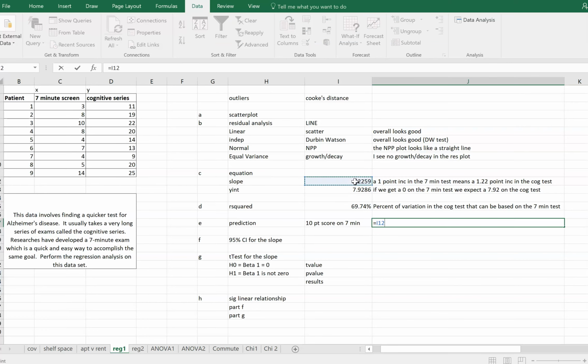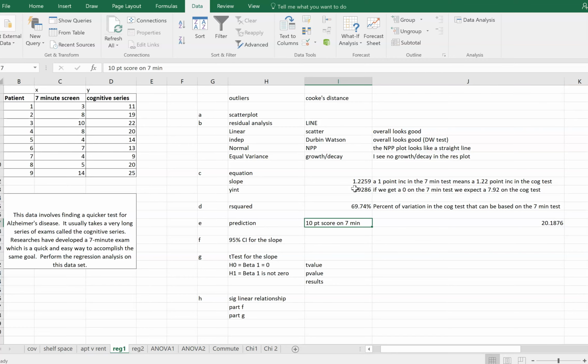And so I would say there's my slope. I'm going to multiply it by 10 because that's the 10-point score. And I'm going to enhance it by the y-intercept to get your cognitive test score. And there is your cognitive test score. A 10-point score on the 7-minute screen probably means they're going to get a 20.1876 on the full-blown cognitive test score. I mean, the purpose of the prediction line is to make predictions. So if somebody takes the 7-minute test and they get a 10-point score, I'm predicting they're going to get a 20-point on the Alzheimer cognitive series.